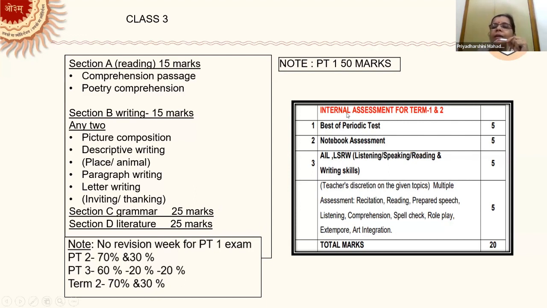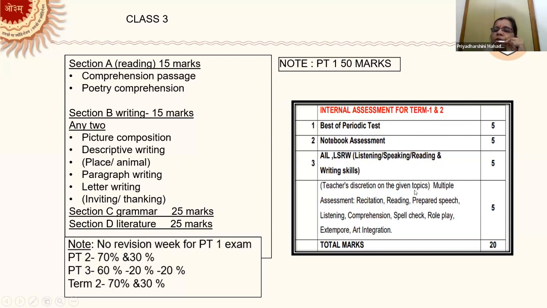So internal assessment, again for class 3 level, it is the same for term 1 and term 2. Here we have best of periodic test, that is for 5 marks. So for term 1, if you take, it is for 80 marks. We conduct the exam for 80 marks, 20 marks internals. Out of 20, PT1 marks should be converted to 5 marks, and those 5 marks will be included here. The notebook assessment 5, art integrated activity or LSRW skills. Any one you can choose, it is for 5 marks.